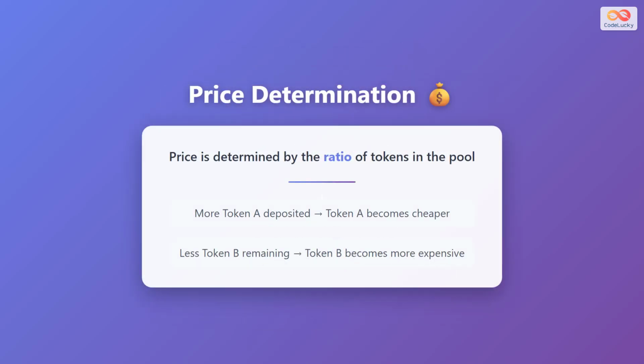How does Uniswap determine prices? The price is determined by the ratio of tokens in the pool. When more of token A is deposited into the pool, token A becomes cheaper relative to token B. Conversely, when there's less token B remaining in the pool, token B becomes more expensive. This dynamic pricing mechanism automatically adjusts based on supply and demand. Large trades have more impact on price than small trades, which creates a natural balance in the system.